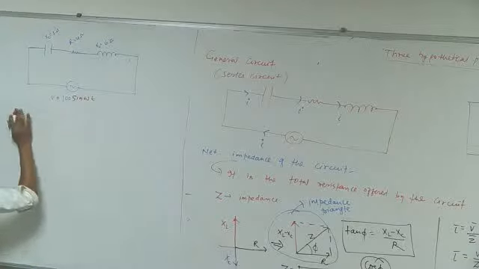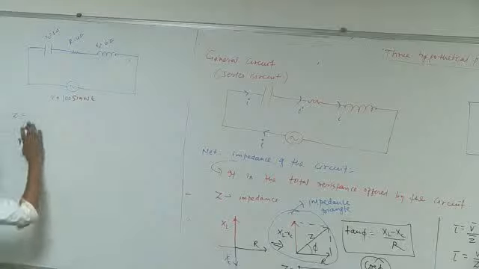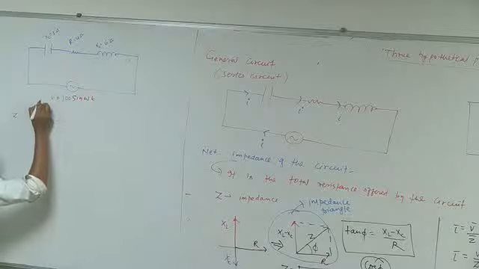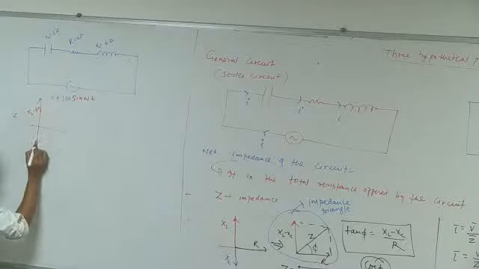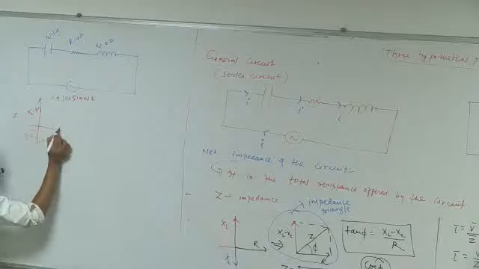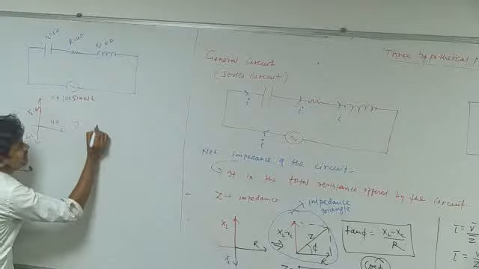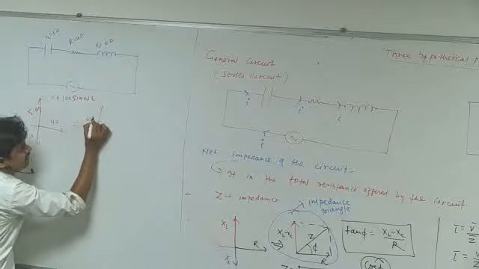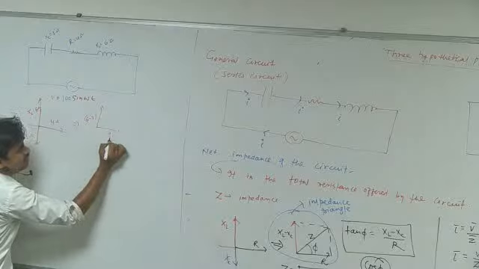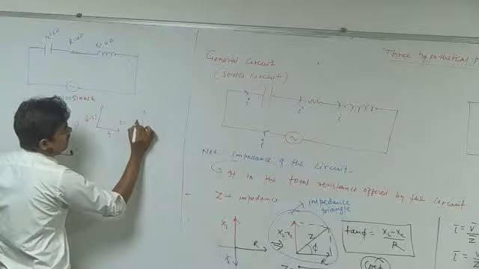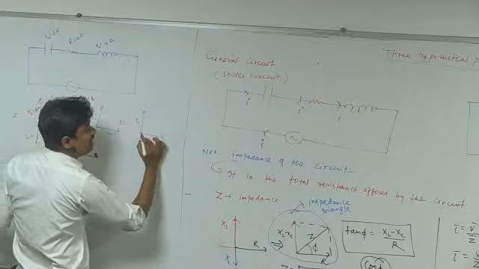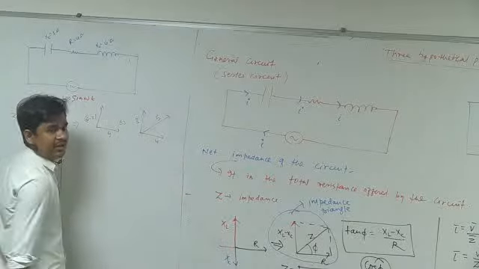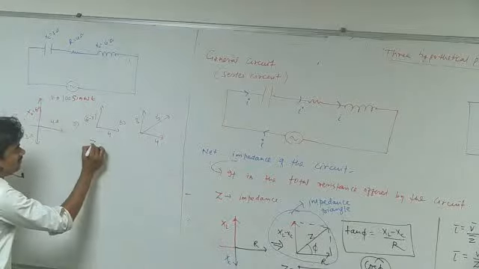Z will be how much? Draw the triangle. How will you draw the triangle? This is our XL, how much? 6 ohm. How much here? 3 ohm. And how much here? 4 ohm. This is 6 minus 3, and this is 4. What will you get here? 3 and this is 4. The resultant will be how much? 5. Is that clear?